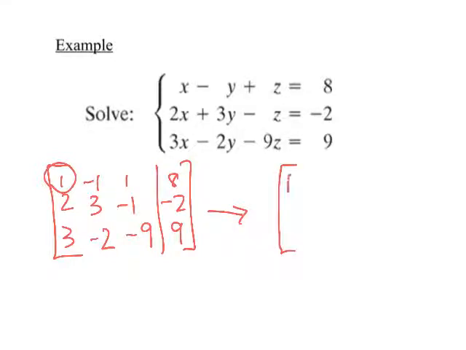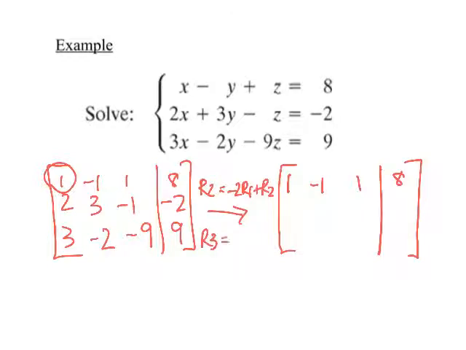So I'm going to first rewrite row 1. Now row 2 is going to be replaced by -2 times row 1 plus row 2. And row 3 is going to be replaced by -3 times row 1 plus row 3. And replacing each of those.